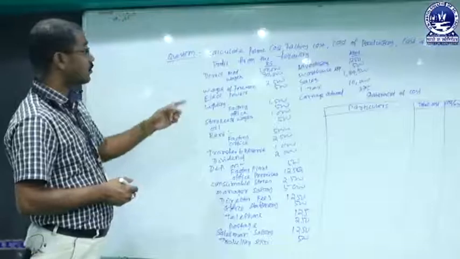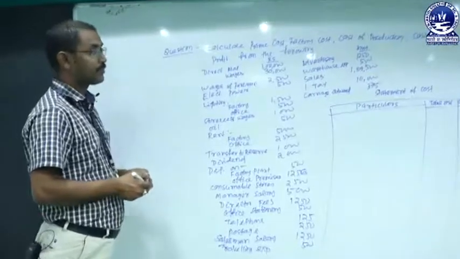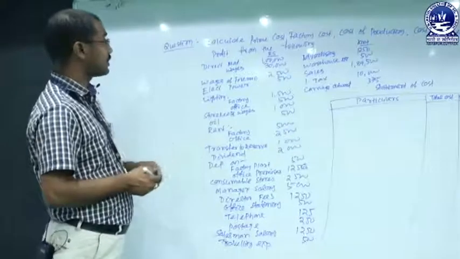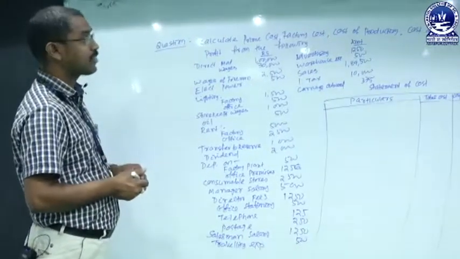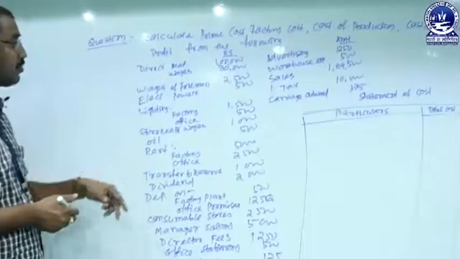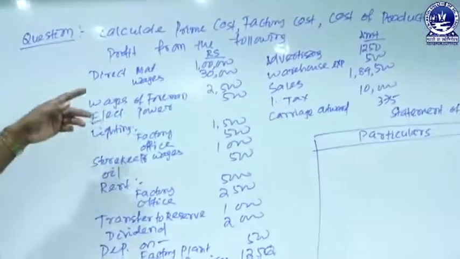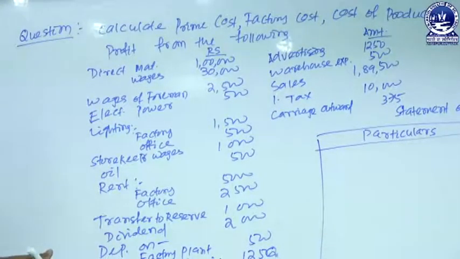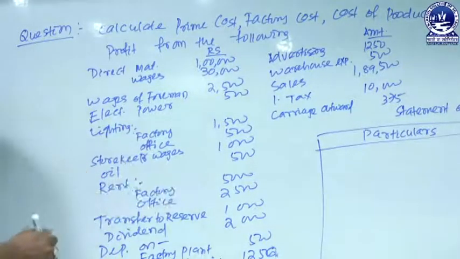So now we will work out a problem relating to this question. As per this question, calculate prime cost, factory cost, cost of production, cost of sales and profit as per the following particulars. Various items of expenses relating to different heads of overhead are given, along with the direct expenses also. So how will we prepare the statement of cost or cost sheet taking these items of expenses into consideration?